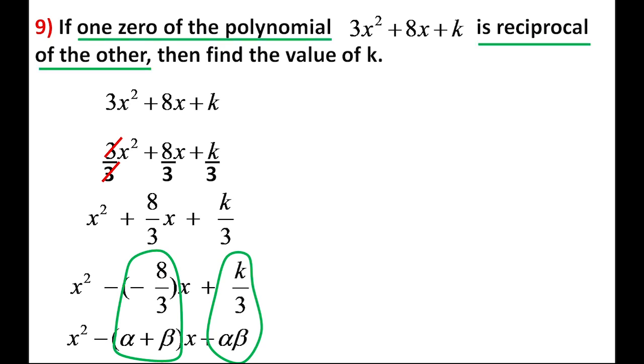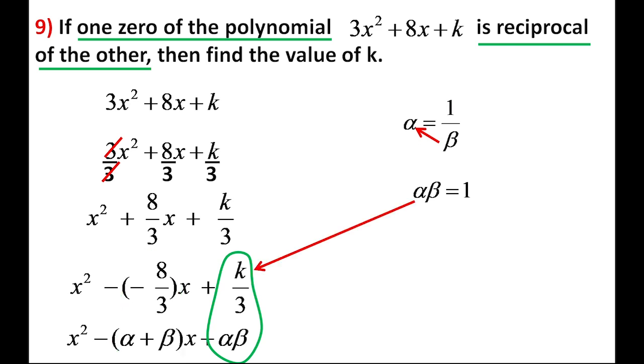But what is given? One zero of the polynomial is reciprocal of the other. Look at the question. One zero is alpha, another zero is beta. So alpha equal to 1 by beta. After cross multiplying, we will get alpha beta equal to 1. From the equation, we got alpha beta is k by 3, right? So k by 3 equal to 1 or k equal to 3. We got the value of k.